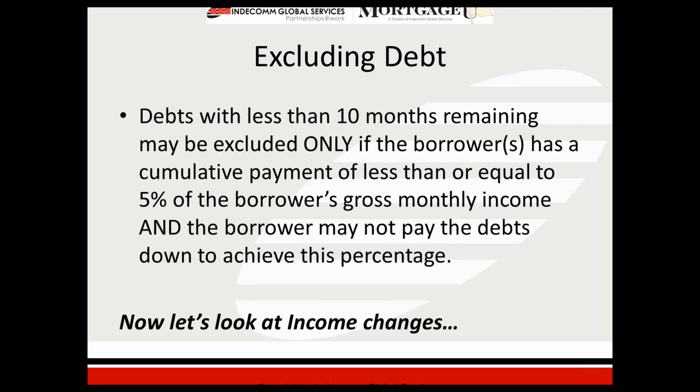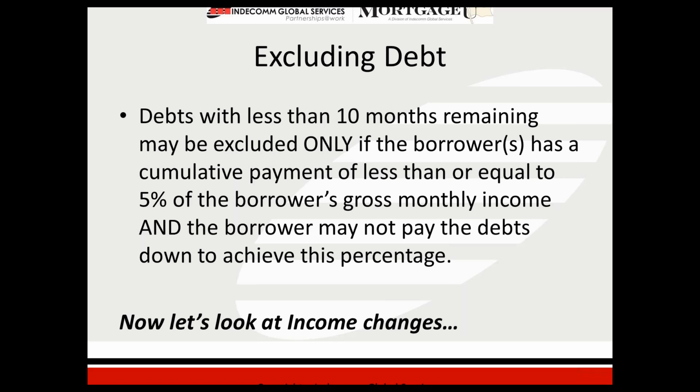Excluding debt. Still on page 4 of your job aid. We're talking about installment debts with less than 10 months remaining. Installment debts with less than 10 months remaining may be excluded only if the borrower has a cumulative payment of less than or equal to 5% of the borrower's gross monthly income, and the borrower may not pay the debts down to achieve this percentage.